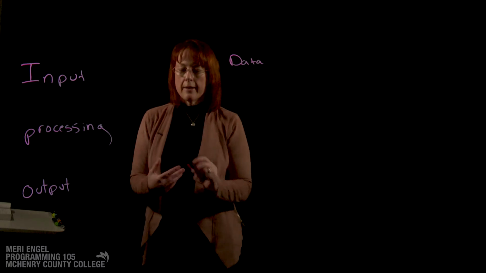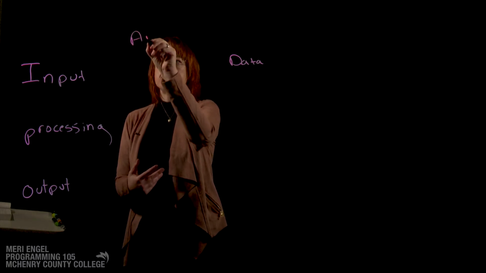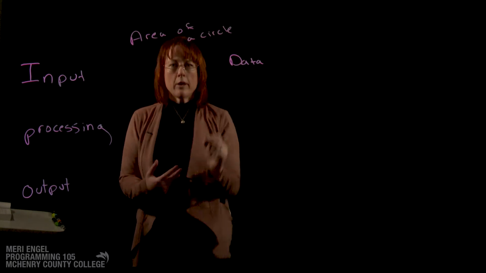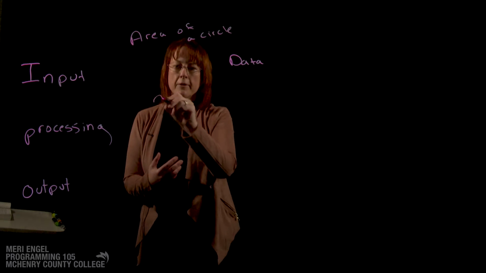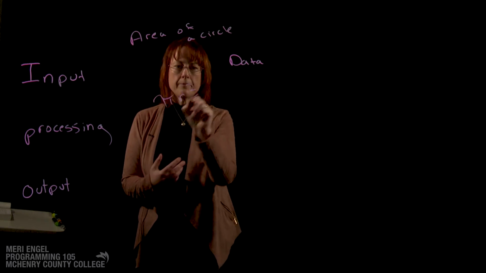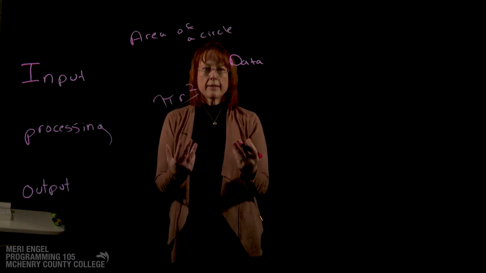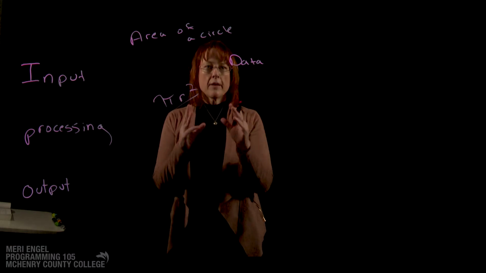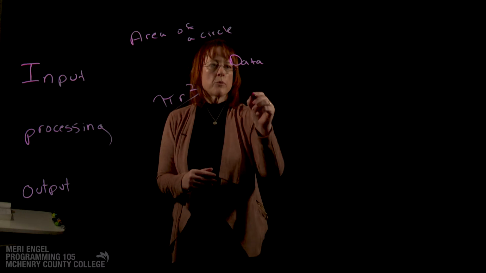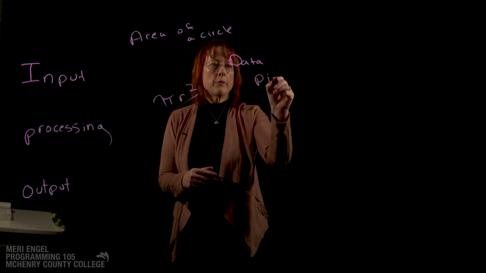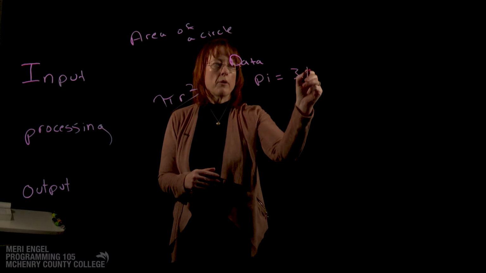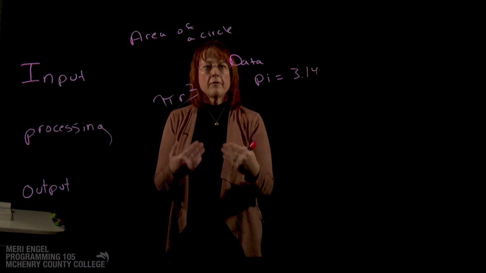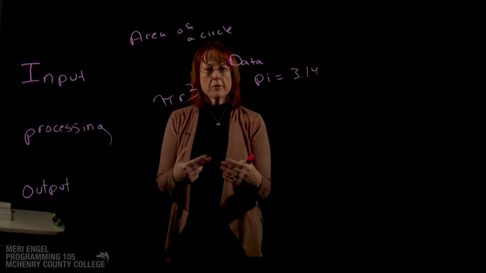So let's take a look at capturing the area of a circle. We all know the formula for this, but if you don't, it's pi r squared. So if we're going to calculate the area of a circle, we're going to have some data that we define for the program. We'll define pi, and we'll have that equal 3.14. This is a variable, but it's actually considered a constant, a variable that doesn't change while the program is running.